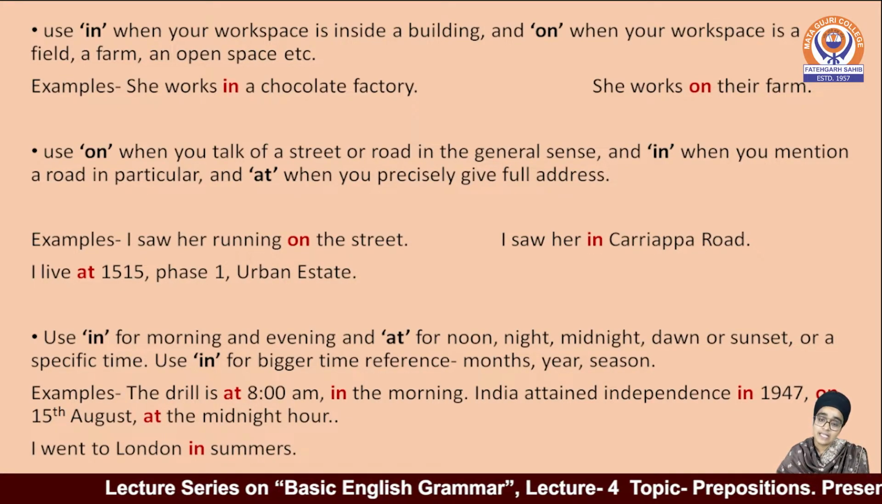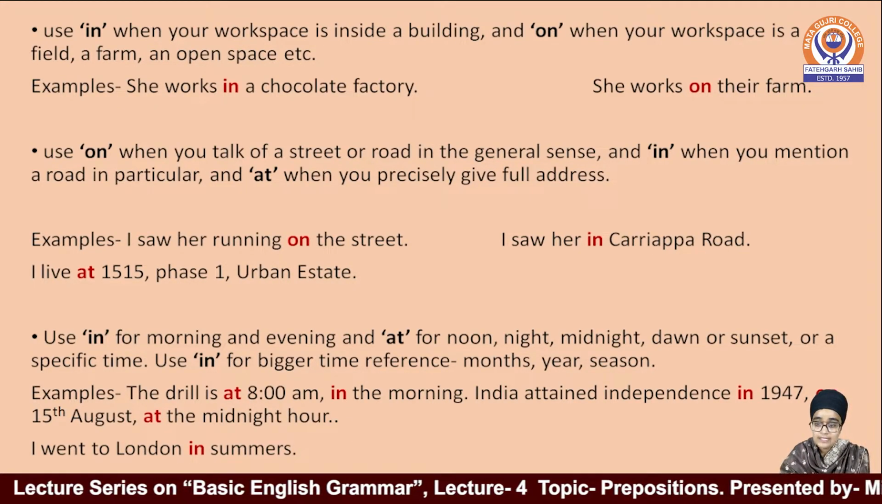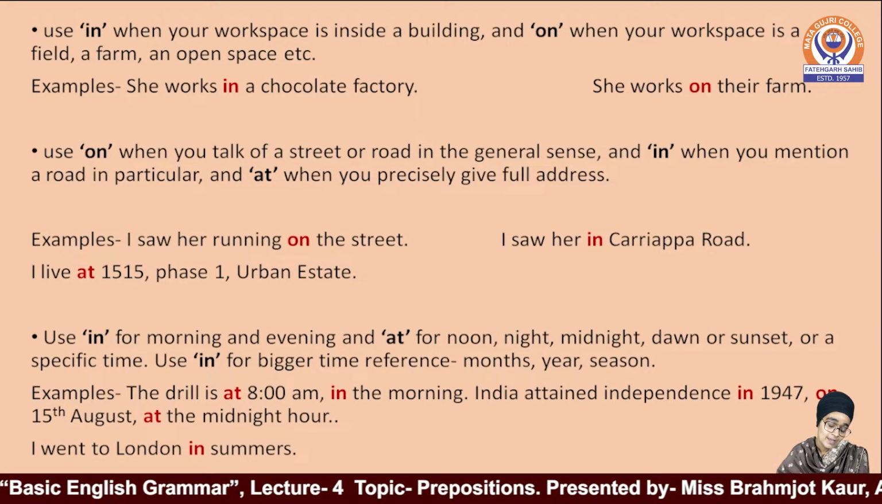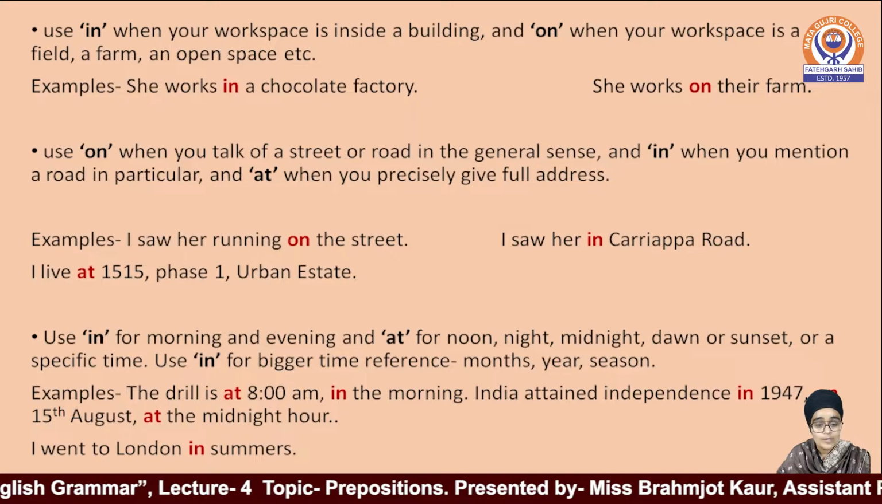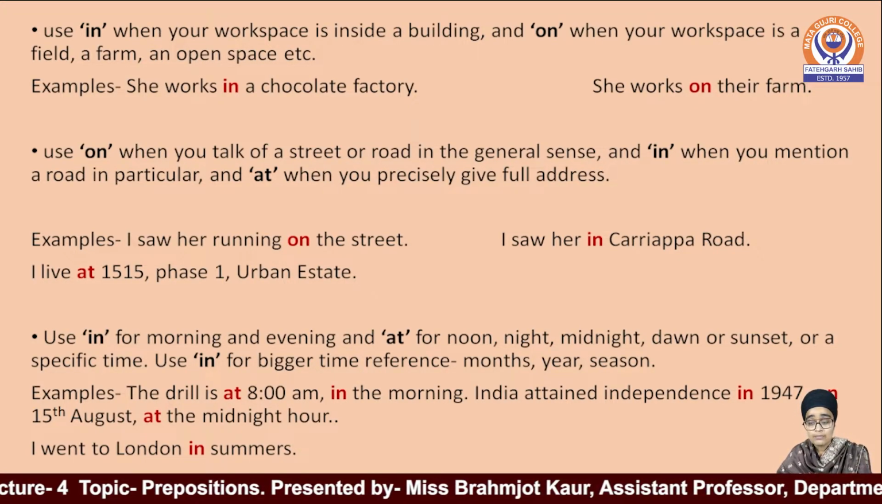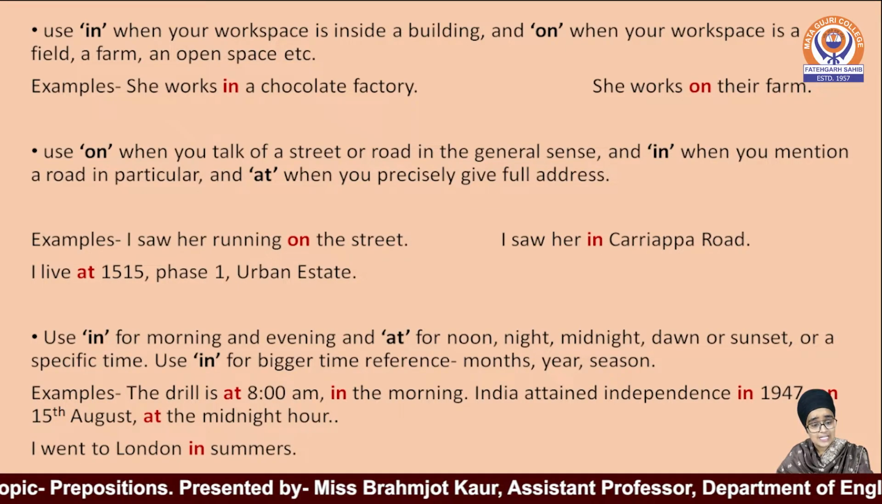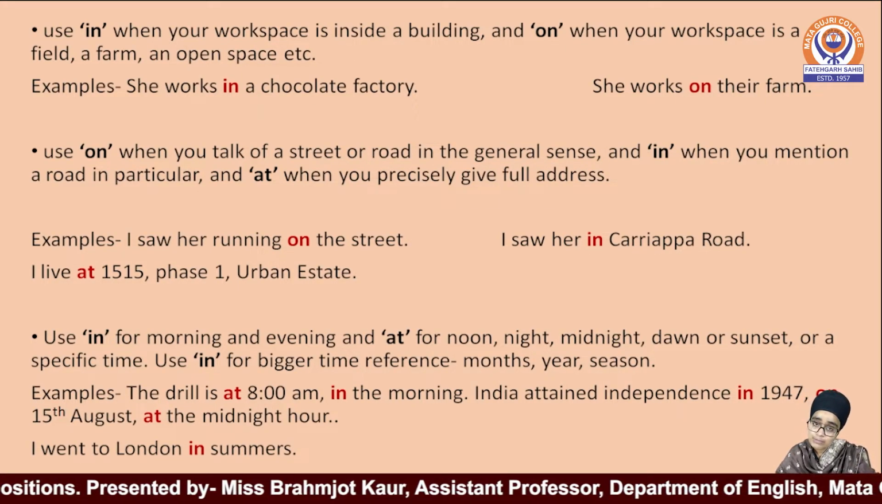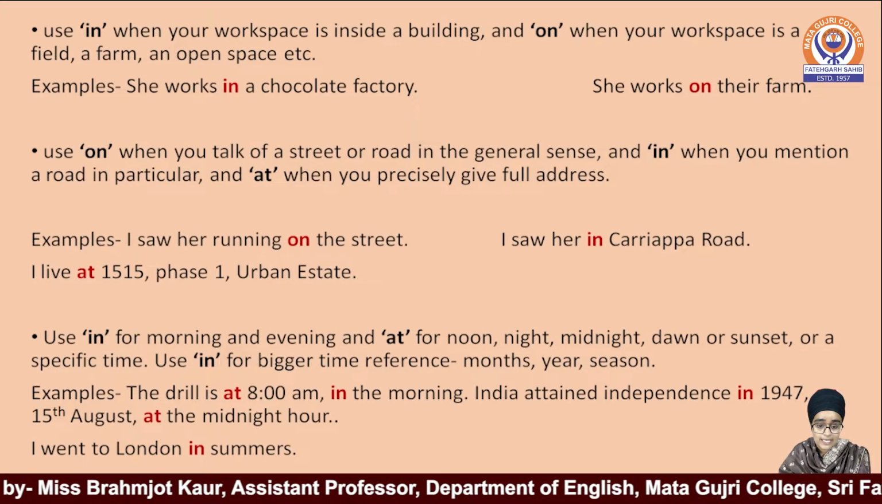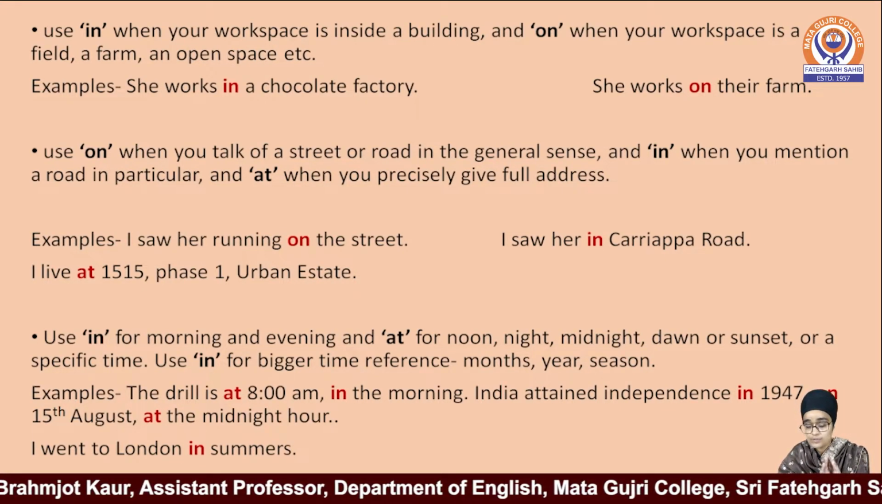Examples: she works in a chocolate factory, inside a building, and she works on their farm, in an open space, a field. Next, we use on when we talk about a street or a road in the general sense. But when you mention a street in particular, then you will use the preposition in. And when you give a complete address of a particular place, then you precisely use the preposition at.